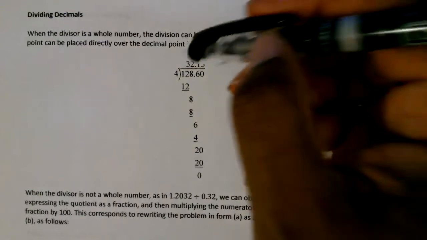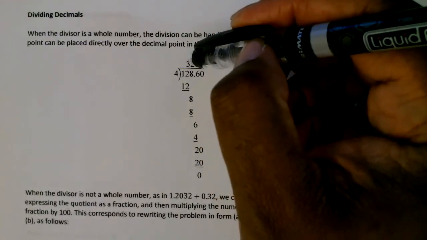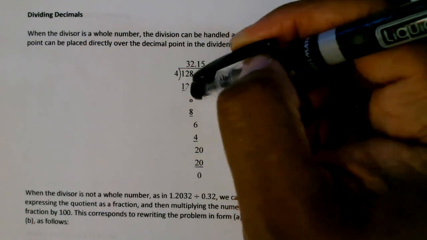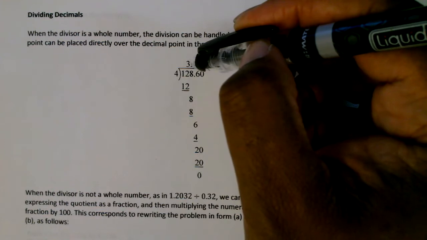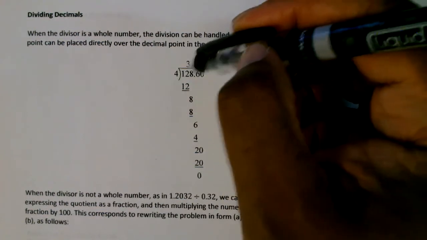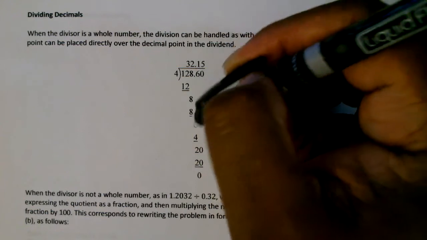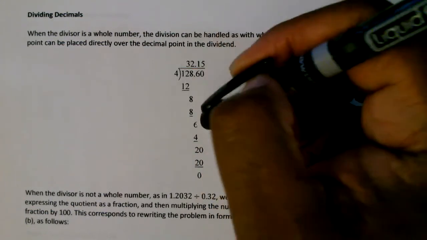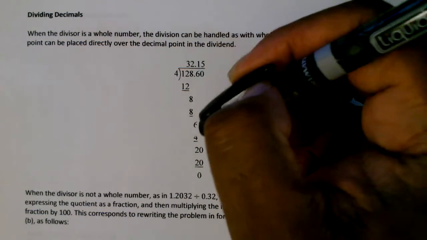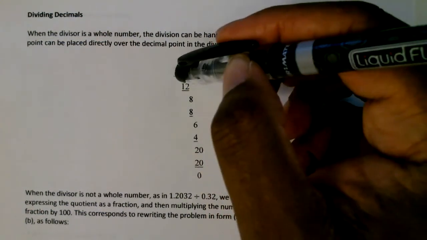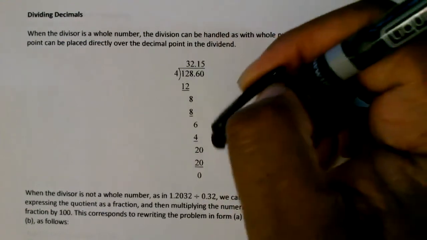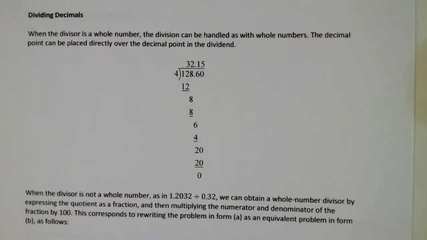And then went through the division by doing 4 goes into 12 3 times. 3 times 4 will be 12. That's 0. Bring down the 8. 4 goes into 8 2 times. 2 times 4 will be 8 with 0 left over. Bring down the 6. 4 goes into 6 1 time. 1 times 4 will be 4. 4 from 6 will be 2. Bring down the 0. 4 goes into 20 5 times. 5 times 4 will be 20 with a 0 remainder. So the quotient there will be 32.15.